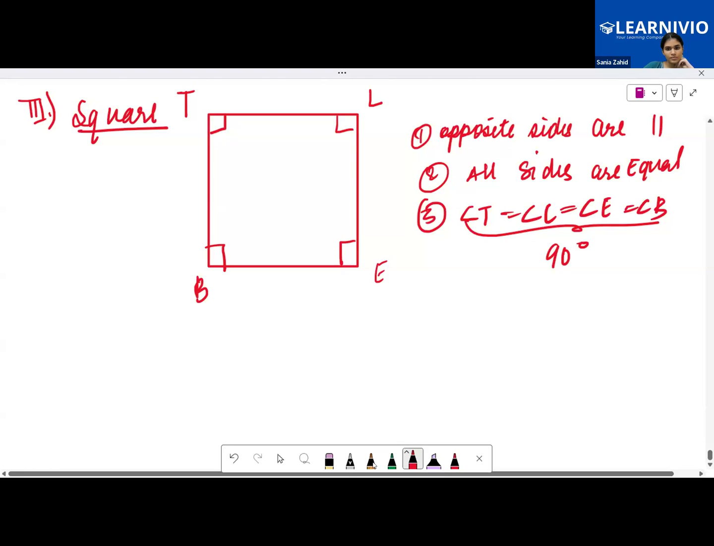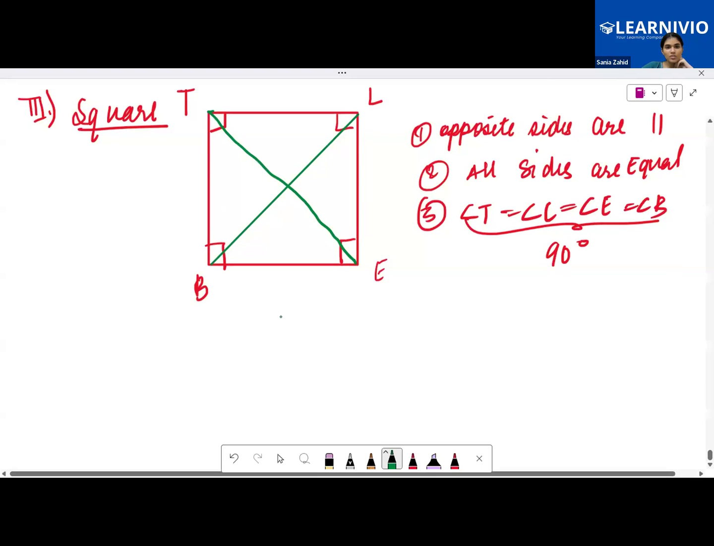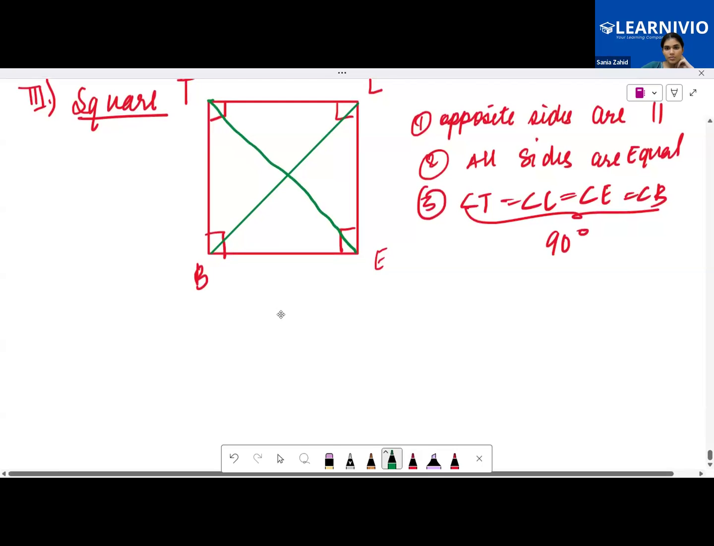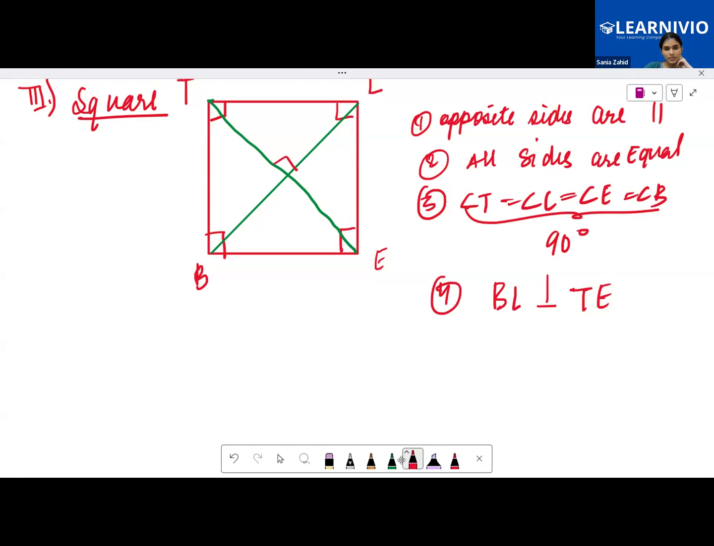Okay, so let's talk about opposite angles are equal. What opposite angles, all angles are equal. See, now we have diagonals. One diagonal is BL and the other diagonal is TE. So BL will be the perpendicular bisector of TE. That means this angle will also be 90 degrees, right? Yes, ma'am.